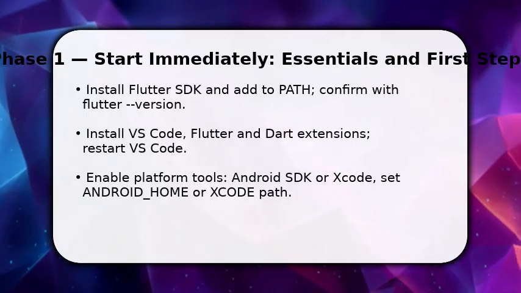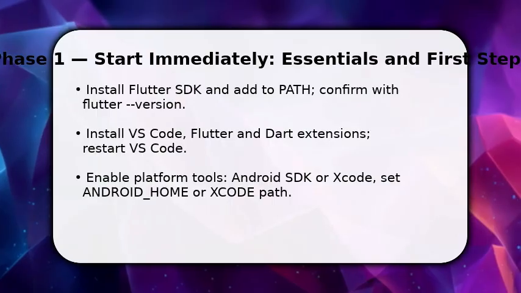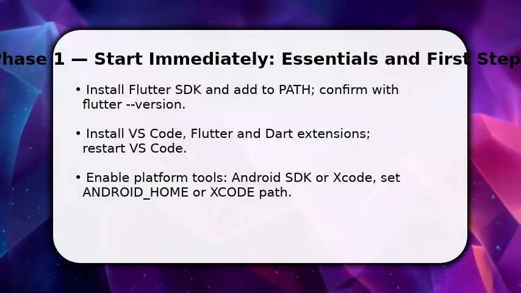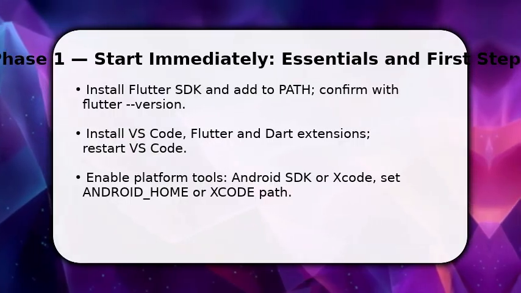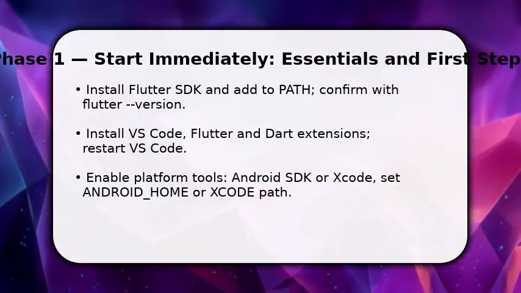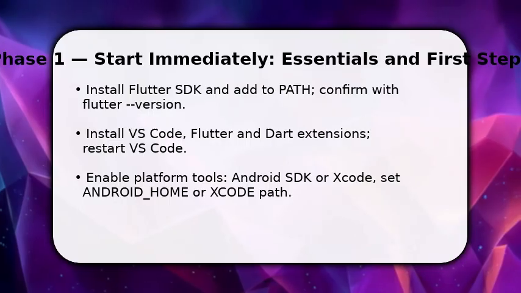You start by confirming prerequisites, then act quickly. Install Flutter SDK and add it to path so Flutter version works. Install VS Code, then the Flutter and Dart extensions. Restart VS Code to activate them.